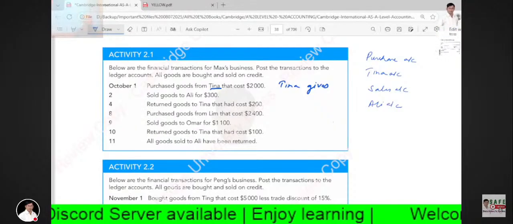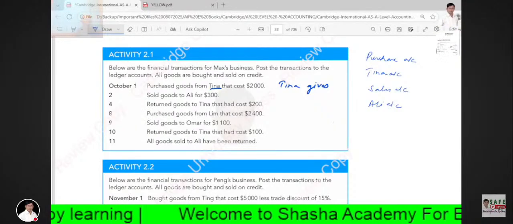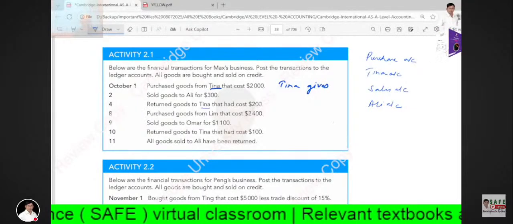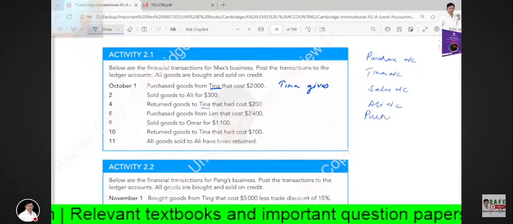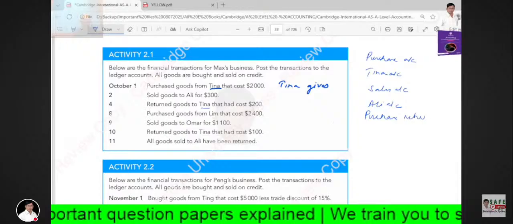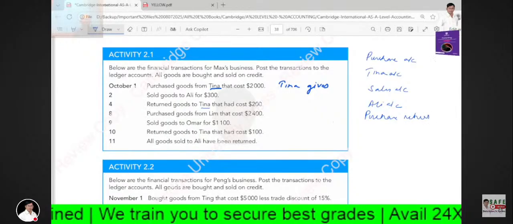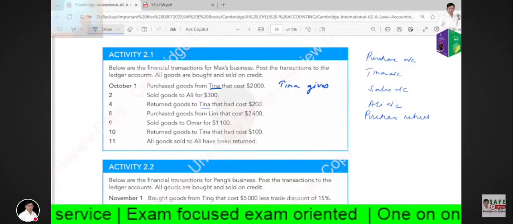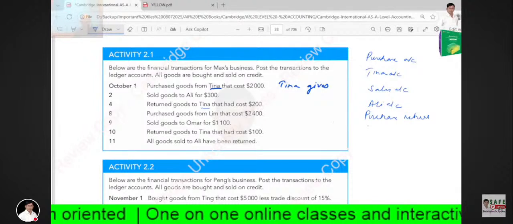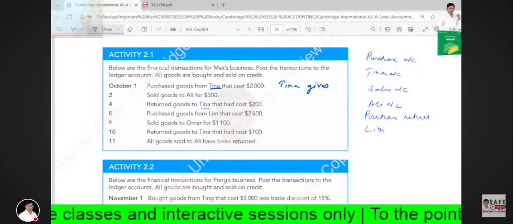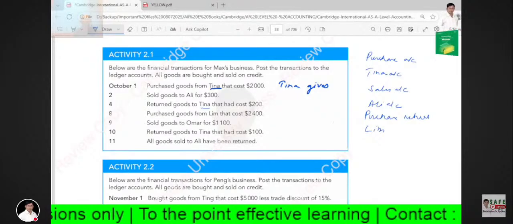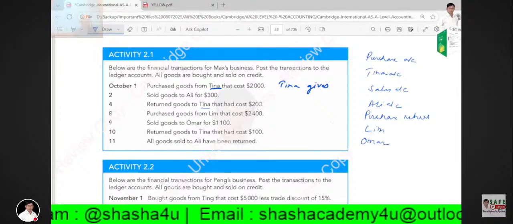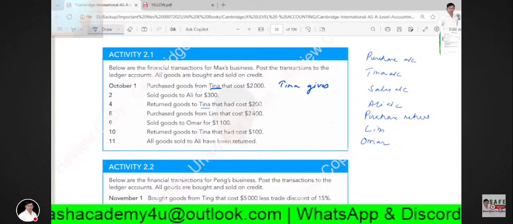Return goods to Tina. Return goods to Tina means we return only those goods which we have purchased. So it is purchase returns. Then purchase goods from Lim. So Lim account. Purchase account is already there. Sold goods to Omar. Omar account, because sales account is already there. Return goods to Tina. Purchase returns again.